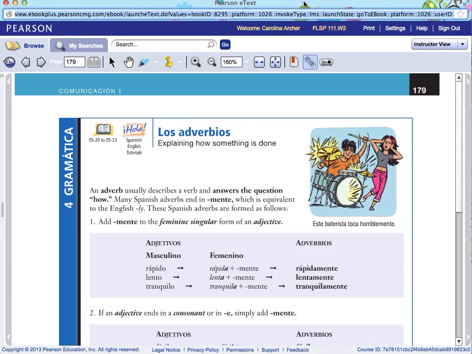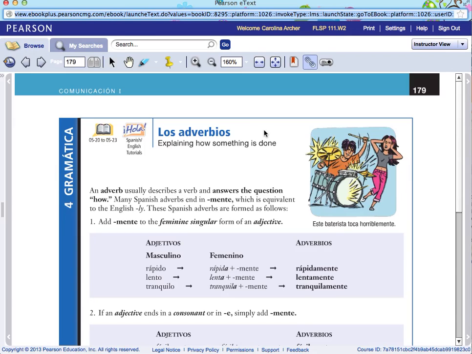Vamos a continuar con el capítulo 5. Okay, we're going to continue with chapter 5 and we're going to look at adverbs, los adverbios, to explain how something is done. So an adverb usually describes a verb. Okay, that's why it's called adverb. And it answers the question how.